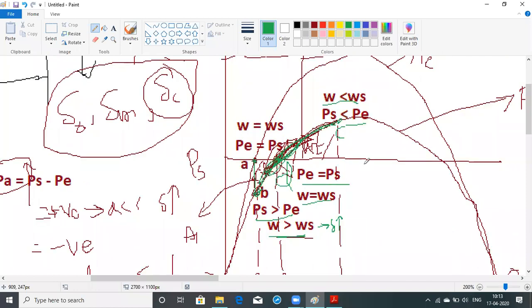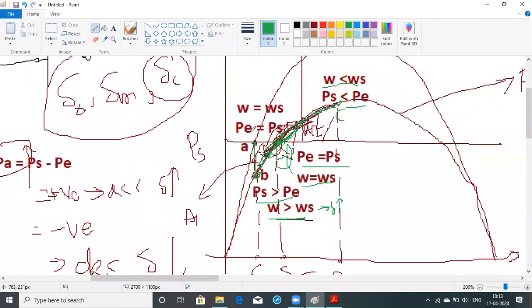If you see the two conditions, the first condition is at the position A, and the second condition is at the position D. At position A, omega is equal to omega s and PE is equal to PS. At position D also, omega is equal to omega s and PE is equal to PS. Until it comes to this point, we cannot say whether the system is stable or not.